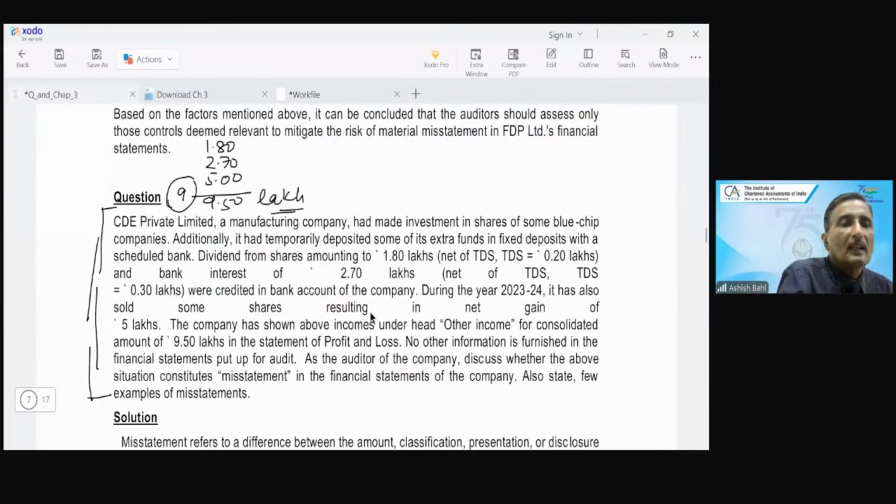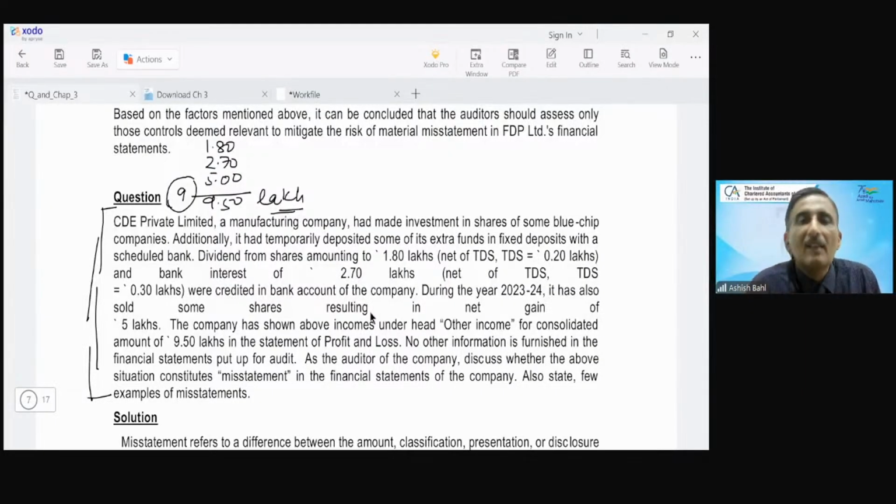Okay. So the company has shown above income under the head other income for a consolidated amount of 9.50 lakhs in the statement of profit and loss. No other information is furnished in the financial statements put up for audit. As auditor of the company, discuss whether the above situation constitutes misstatements. Also state a few examples of misstatements.